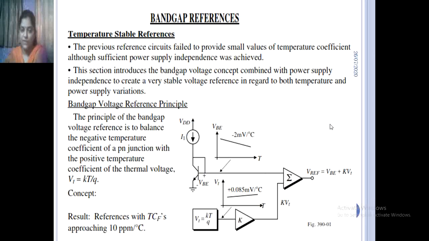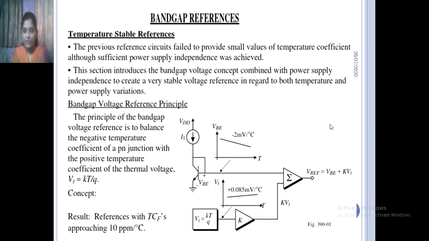In the previous section we have seen the voltage references, but these circuits failed to provide small values of temperature coefficient. This section introduces the bandgap voltage concept combined with power supply independence to create a very stable voltage reference, in regard to both temperature and power supply variations.